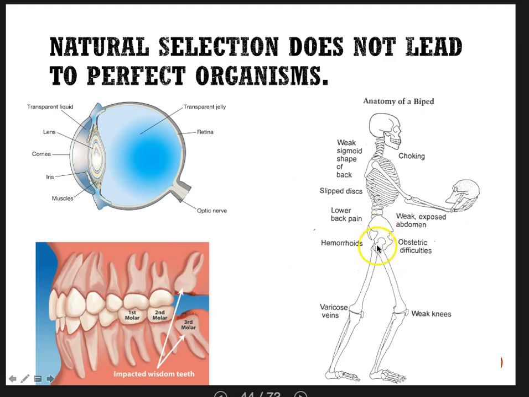Being upright also leads to having difficulties going to the bathroom, and you have to push really hard because you're standing up all the time and your body's rearranged weirdly, and that leads to hemorrhoids. It also leads to problems giving birth, leads to weak knees and varicose veins. All of these imperfect parts of our bodies, all these terrible things that we have just because we evolved to be upright. Well, that's because natural selection only works with what it's given.